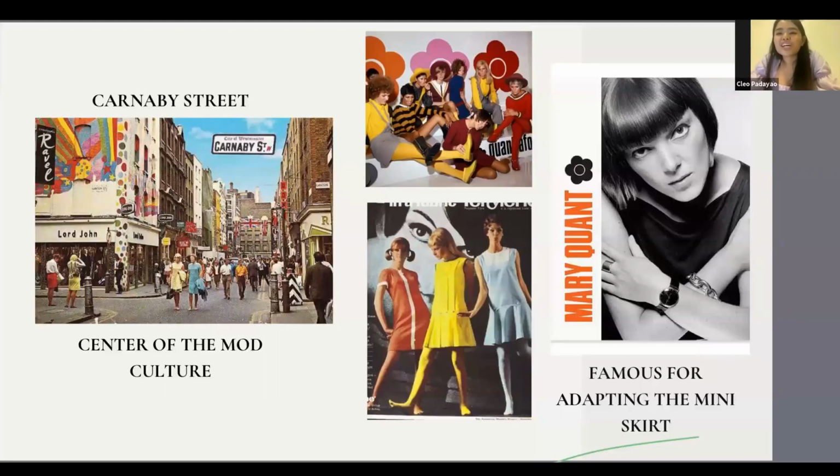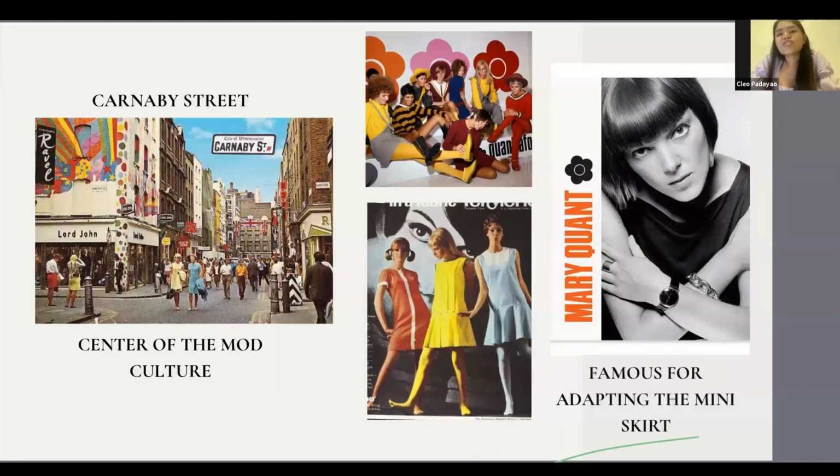So Mary Quant just adapted it and produced her own version of it. She claimed that she did not design it. It was already worn by the girls in Carnaby Street. And as you can see in the pictures, that's her collection. It's so childlike. They are just playing with colorful colors. So that's a recurring look in the 60s.